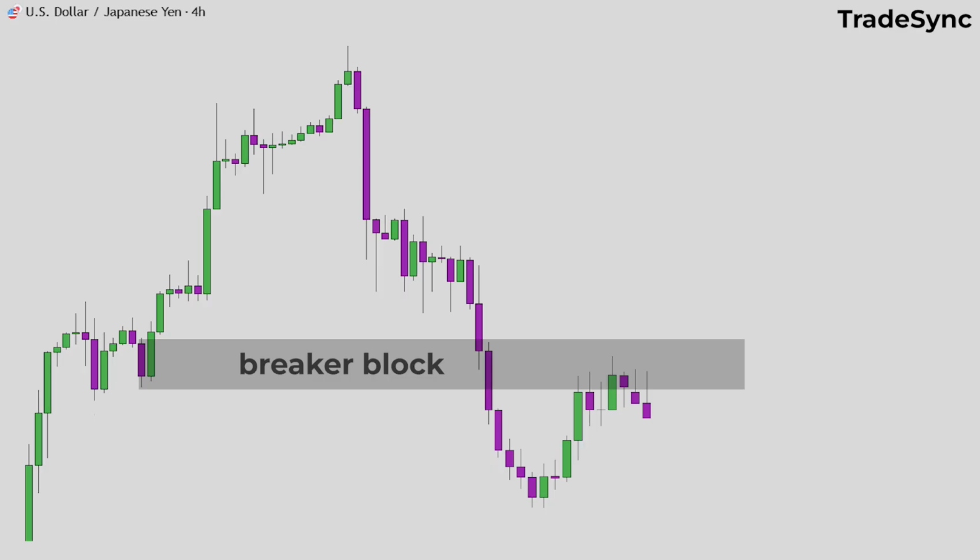Now, we see price has rejected the area, and there are multiple rejections from the zone. Another key point. Price has shown a change of character, indicating a potential shift in direction to the downside. That gives us a trade setup. We can place our stop loss just above the breaker block and target 1 to 2, or whatever fits your risk management plan.